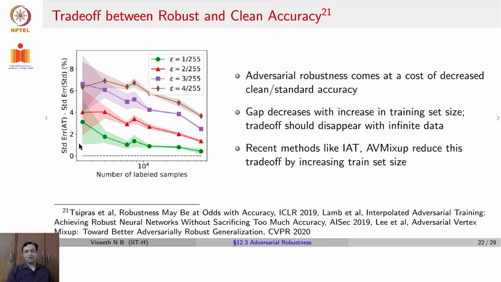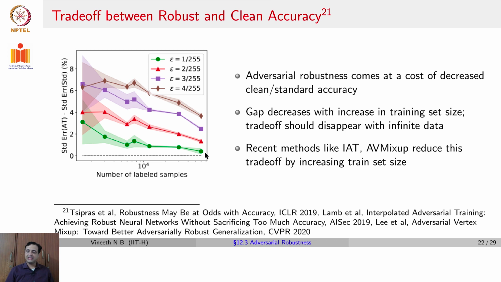However, this graph also gives us some consolation that as the number of labeled samples increases, these differences seem to get reduced over time. So as you keep increasing the number of training samples, it looks like even if you had a stronger adversarial attack, the difference between the adversarial error and the standard error is not too much.